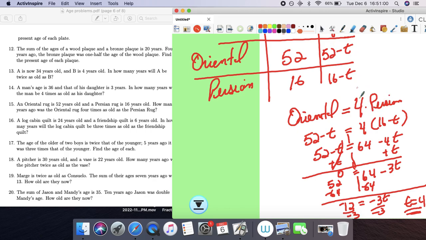So let's see if that works. So 4 years ago, right? So 52 minus 4 is 48. 16 minus 4 is 12. So look at the relationship. Is the Oriental rug 4 times as old as the Persian rug? Yes, it is. So when did that happen? 4 years ago. All right.